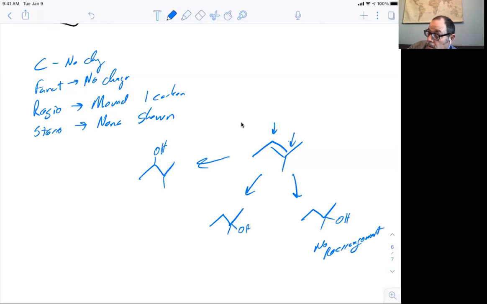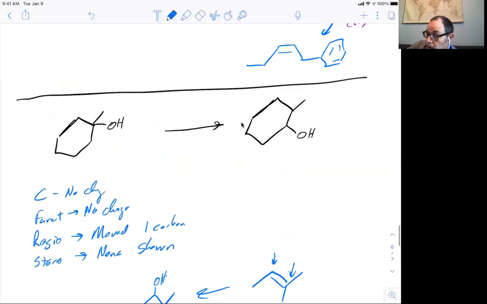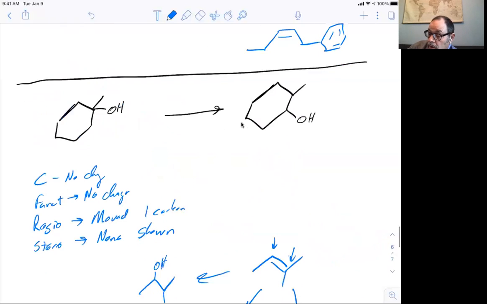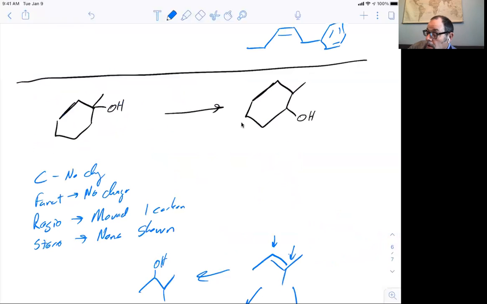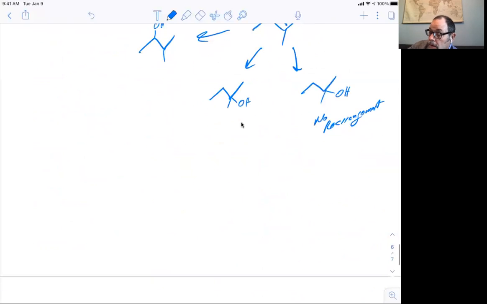So we have no rearrangement. We have the alcohol going up. We have the alcohol going down. Okay, and we have the possibility of rearrangement. So to get this alcohol to move, what I'm going to need to do is actually go from the alcohol through the alkene to the alcohol. Okay. So the synthesis strategy here.